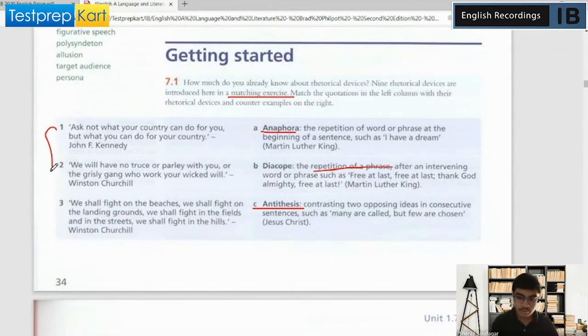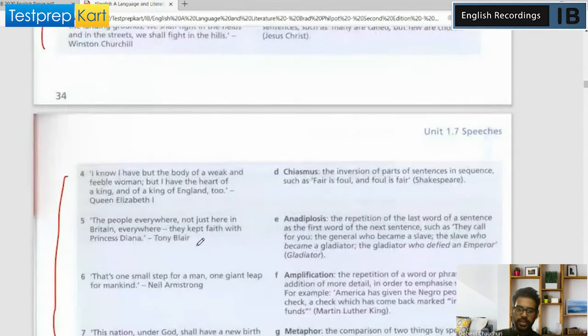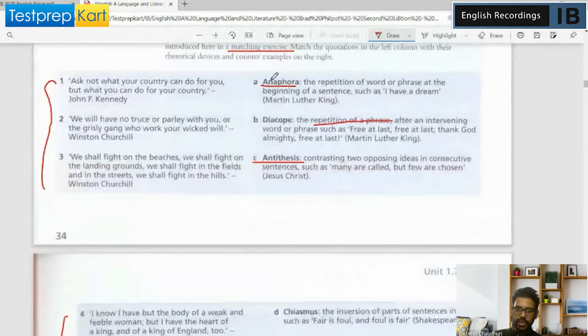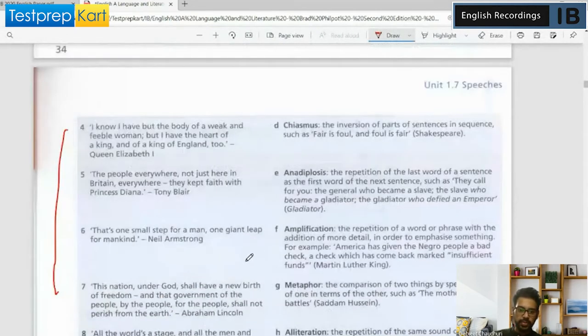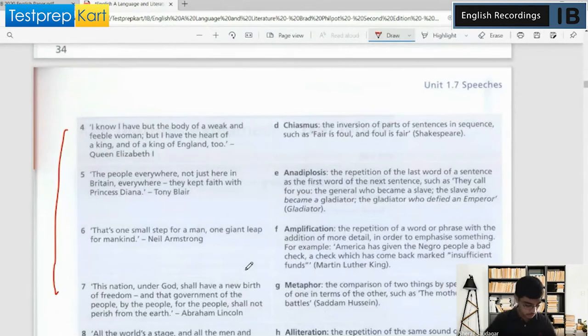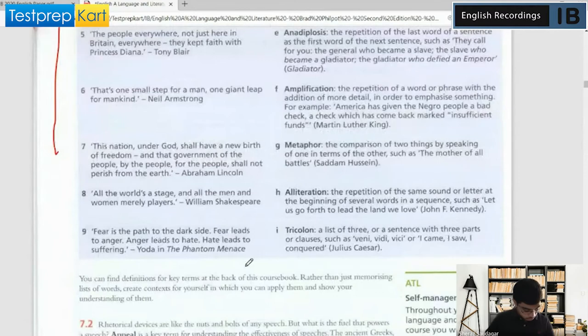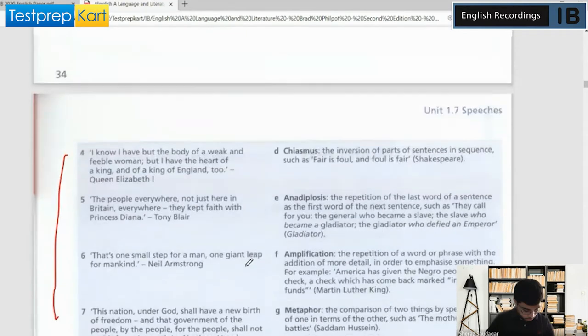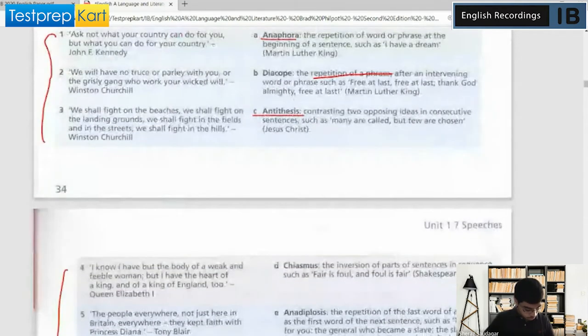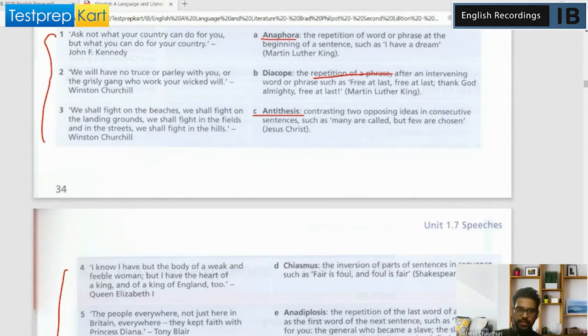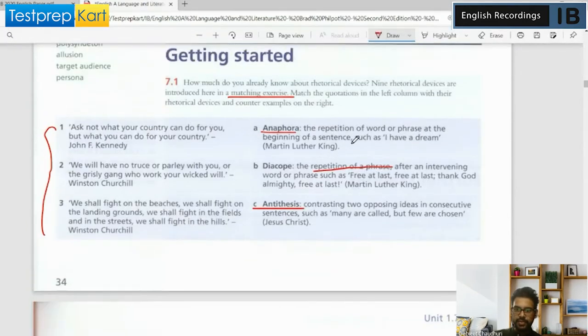That's what I'm saying. These left column is not in order. You have to match it with the right column. So you know what an anaphora is. So which one is an anaphora in the left column? I think three will be anaphora. We shall fight, we shall fight, we shall fight. Excellent. So C is your anaphora.